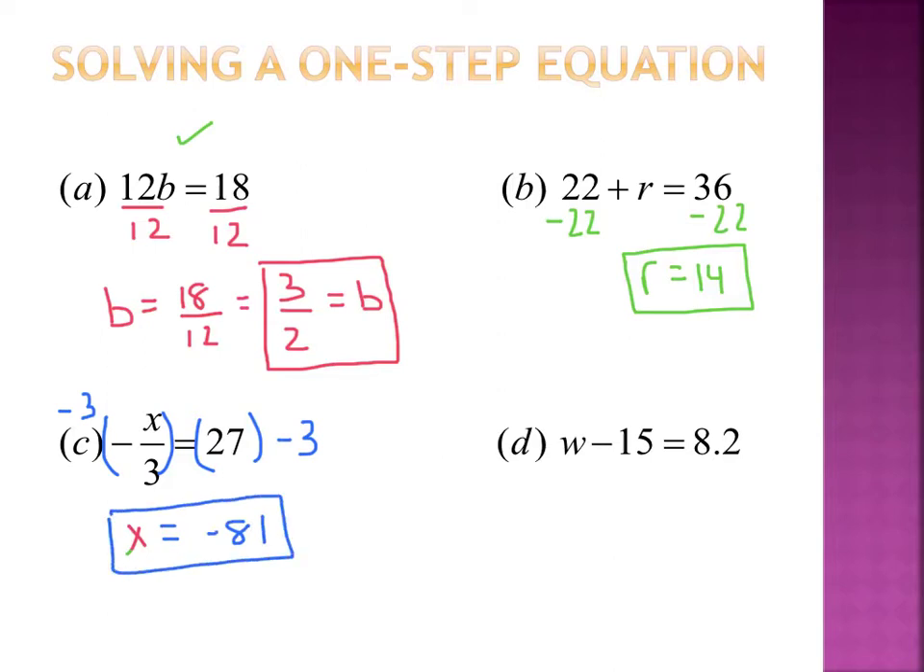For d, I have subtraction going on, so the inverse operation there will be addition. So I'm going to be adding 15 to each side. So w equals 23.2. And if I plug that in, again, I would see that it makes a true statement.